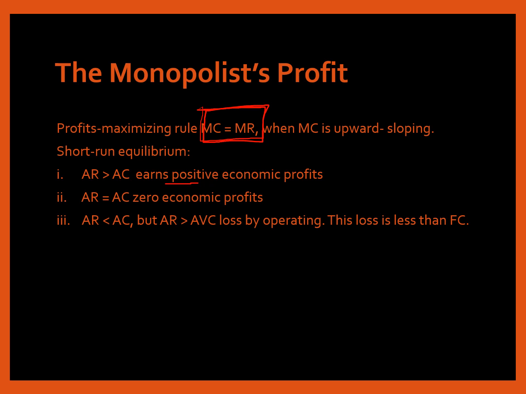So for the short run equilibrium, we have 3 types of profit. First is positive economic profit. Positive economic profit means that the AR is bigger than the AC. So it means that you earn positive economic profit, or sometimes we call it a supernormal profit. Okay, supernormal profit or positive economic profit, the same thing. Alright.